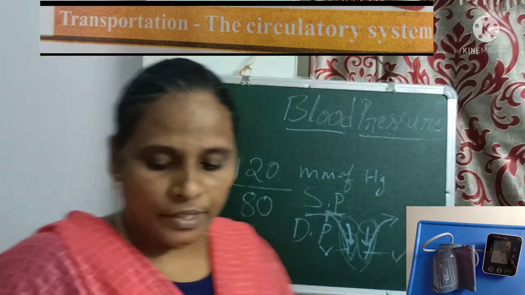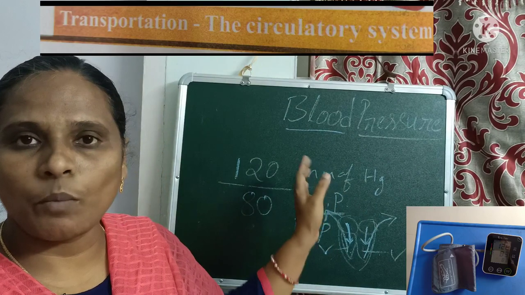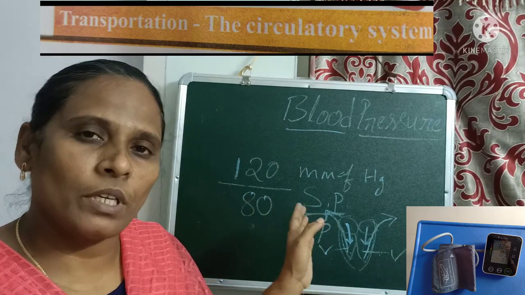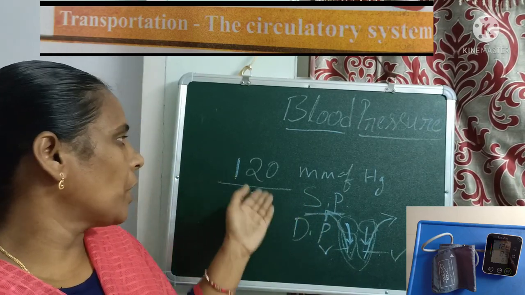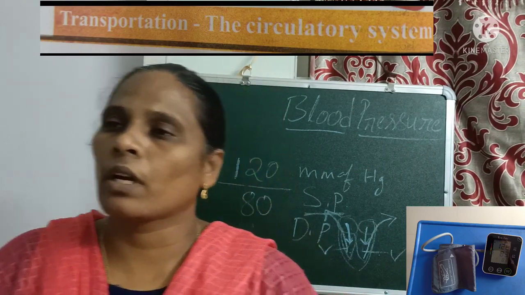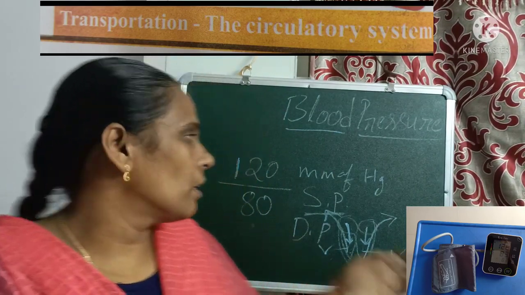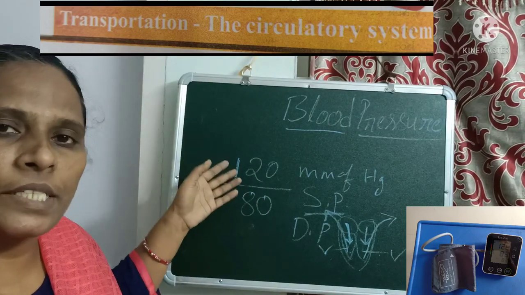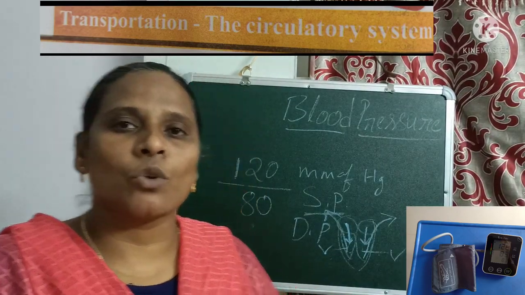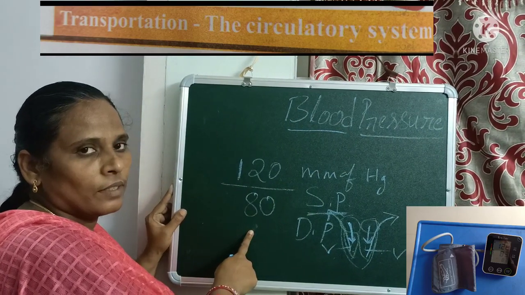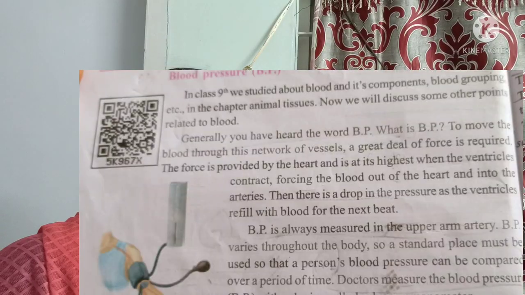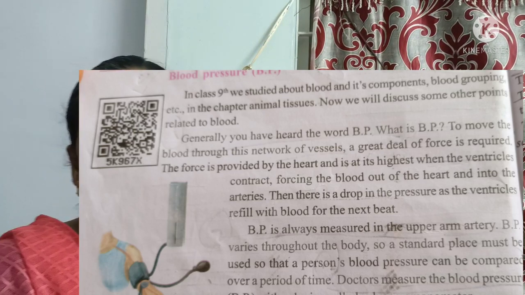What is it called? Hypertension. This is about blood pressure. In some conditions, from situation to situation, it changes. At rest, it is 120 to 80. In normal conditions, when we are climbing steps, doing exercises, or running, the blood pressure may increase in normal persons also. In some people, even at rest, it shows high. Those persons may have hypertension. What is that? Hypertension. This is about blood pressure.